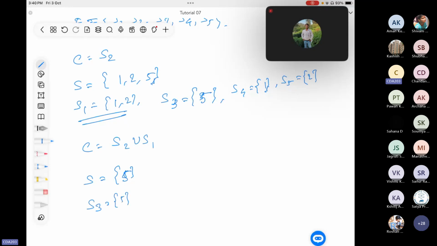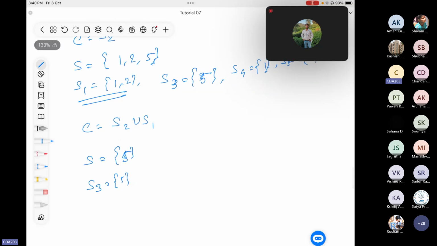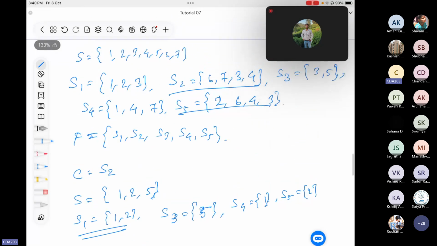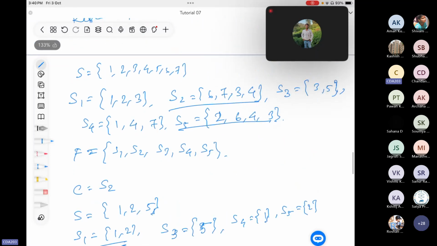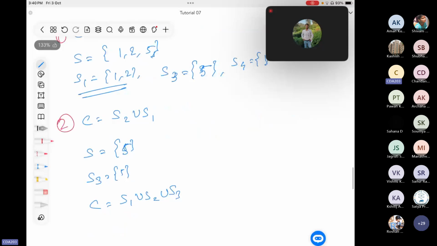And this would be 5. Rest of the sets won't be there. So there is only one set left. So C is S1 union S2 union S3. Okay. So this is the way you can progress. So let me number the steps. This is the first step, and this is the second step, and this is the third one. So you obtain the solution within 3 steps.